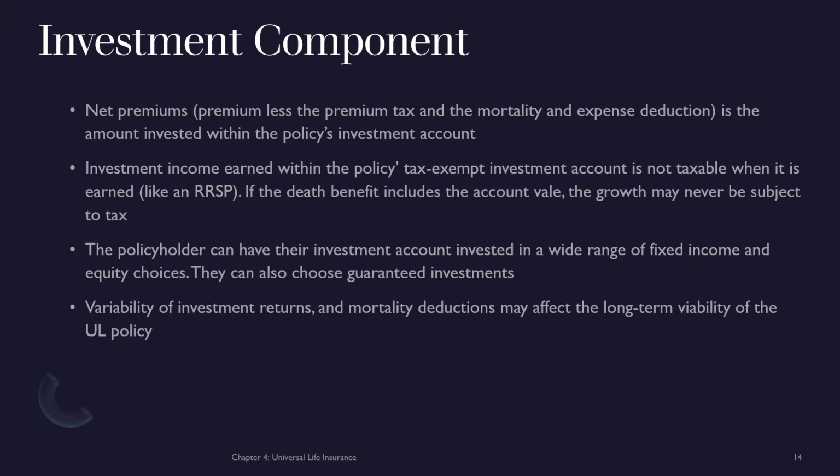Variability of investment returns and mortality deductions may affect the long-term viability of the UL policies. So for example, back in 2008 with the mortgage crisis, interest rates dropped very hard and very fast. And what this did is a lot of UL policies actually became underfunded. This was because a lot of these policies were estimated at a high rate. But because interest rates dropped so fast, a lot of these policies didn't have the investment returns they were expecting, and the long-term viability for these policies was not great.